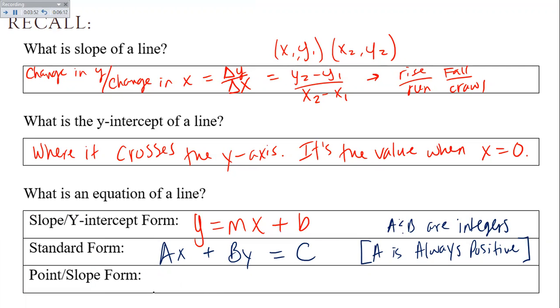And lastly is our point slope form. Point slope form is y minus y1 equals the slope times x minus x1. So point slope is utilized when you're given a point and given the slope. Okay, questions so far? Anyone's like, I've never seen any of this in my life. Okay, cool, cool, cool.